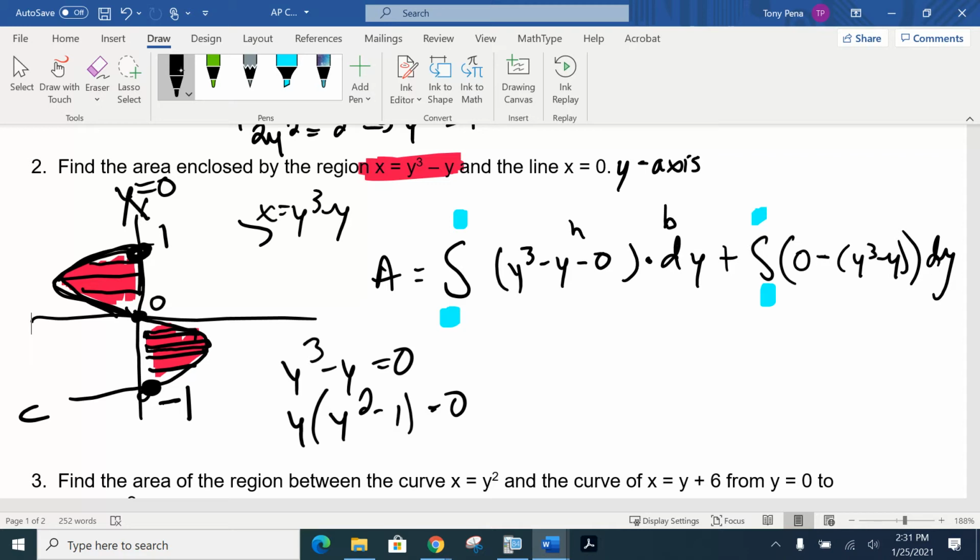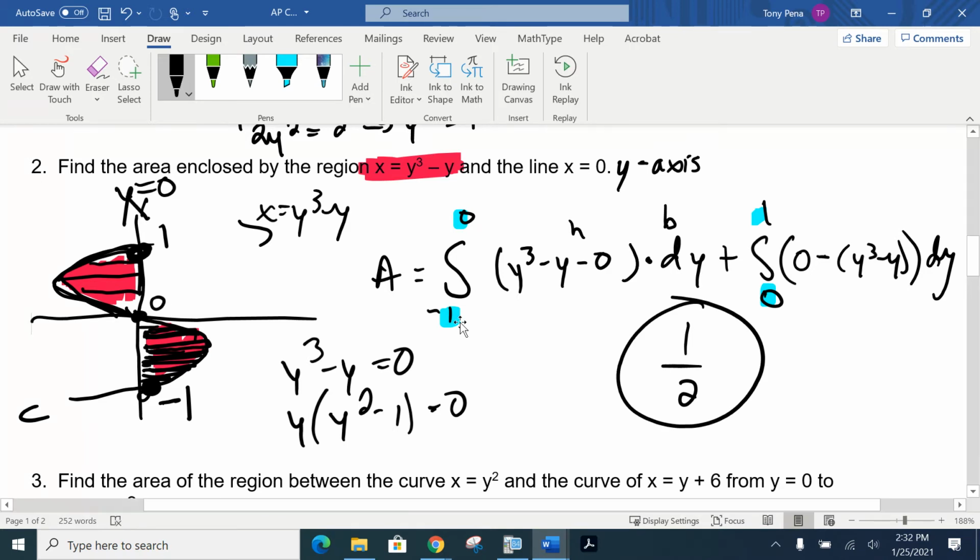This first region that we're looking for would go from negative 1 to 0. So we would have started stacking rectangles in here, and the integral adds them all up for us. But then starting at 0 through 1, the right-hand side became the 0 and the left-hand side became the y cubed minus y. Throw it into your calculator. When we throw that into our calculator, that should give us 1/4 for each of them. So overall, the area is 1/2. Okay.